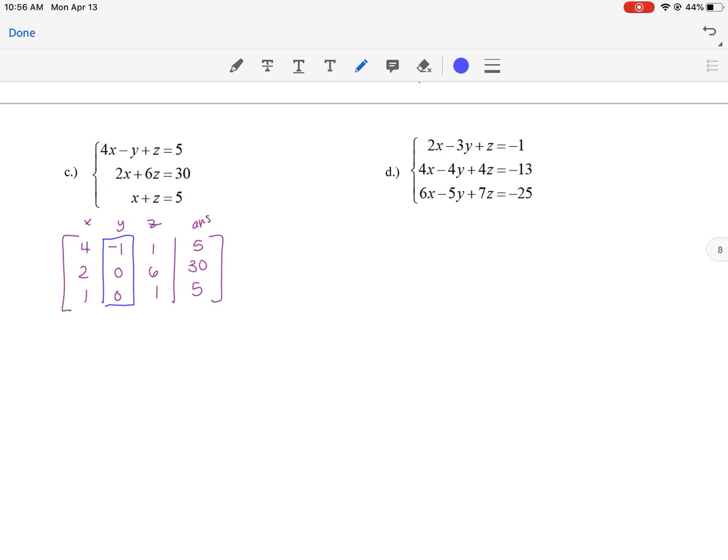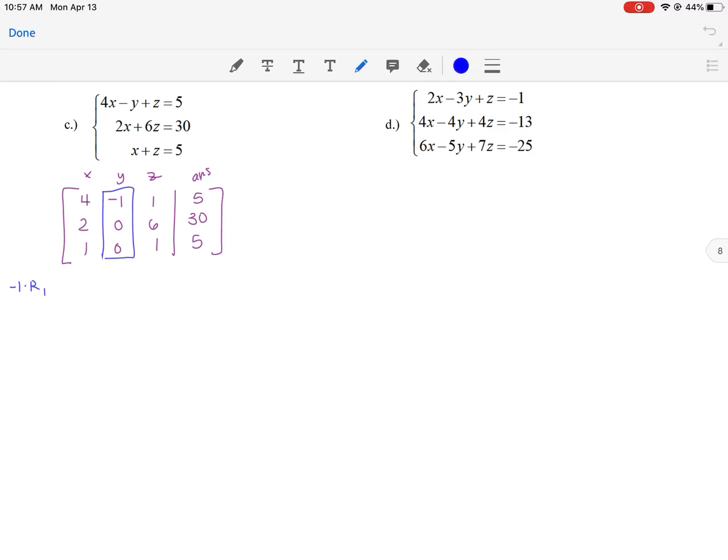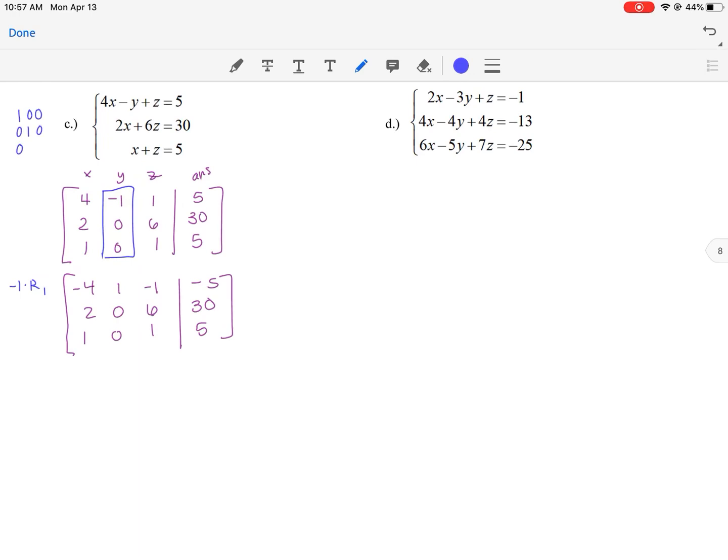Okay, so I usually focus on one column. In this case, I think that middle column looks super nice, because it's exactly how I want it to be. There's 2 zeros and there's almost a 1. The only thing that I need to do is multiply that first row by a -1, and then it'll be in the exact format for the middle column to be all set. So I'd have then a -4, a +1, a -1, a -5, and the second and the third rows have not changed at all. Okay, this middle column's looking pretty good.